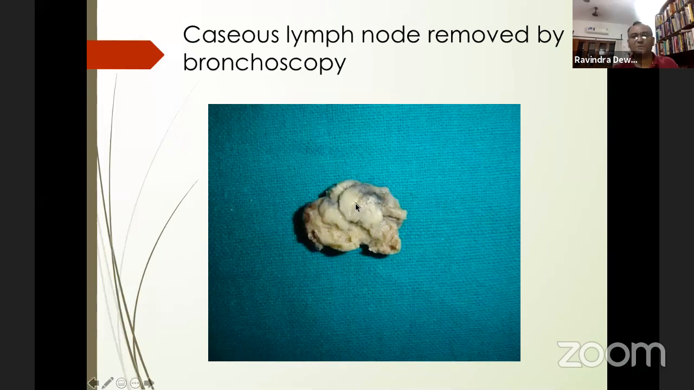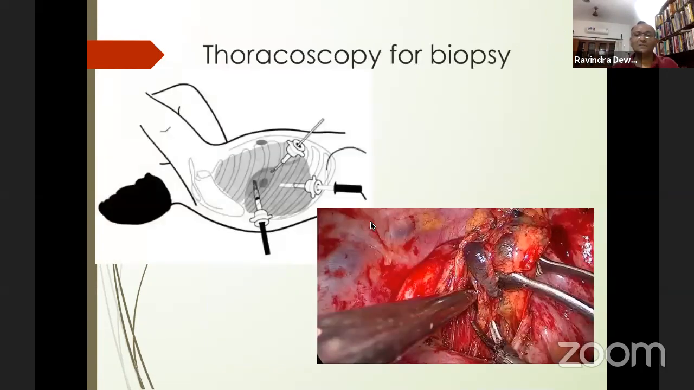So people working on tuberculosis should be very proficient with bronchoscopy also, which is very useful in diagnosis and management. And then thoracoscopic biopsy. This is a diagram from which mediastinal lymph nodes are being sampled. This could be for a malignant lesion, but it's just a representative diagram. But sometimes these thoracoscopic biopsies may yield tuberculosis.